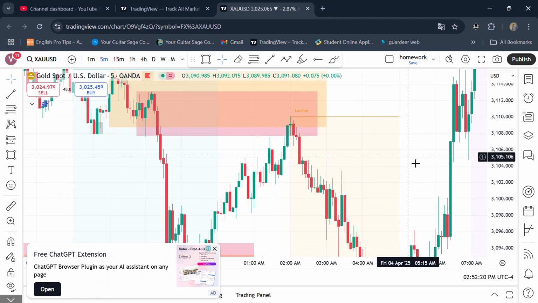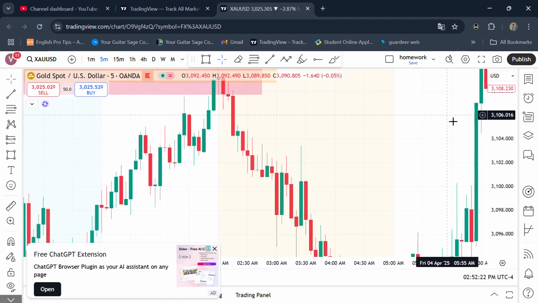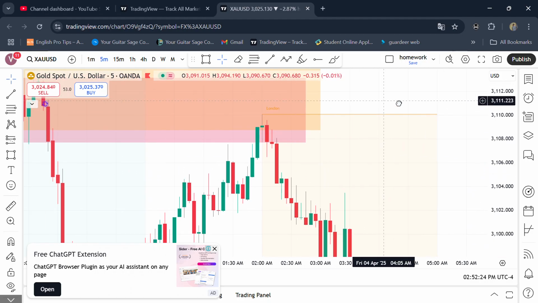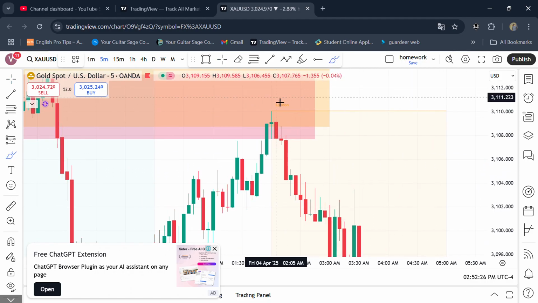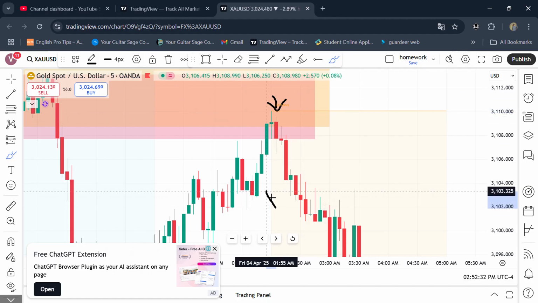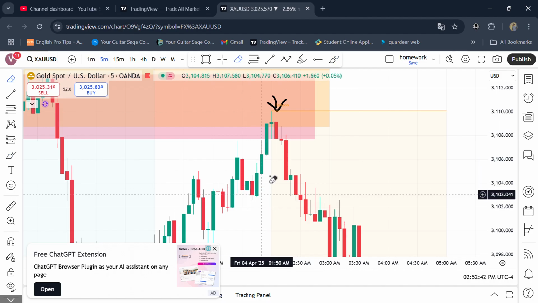So what we have to see is whether or not price is moving from these POIs, and whether or not it is respecting these left hand side opposite direction order blocks. These are the two things that we need to look at.